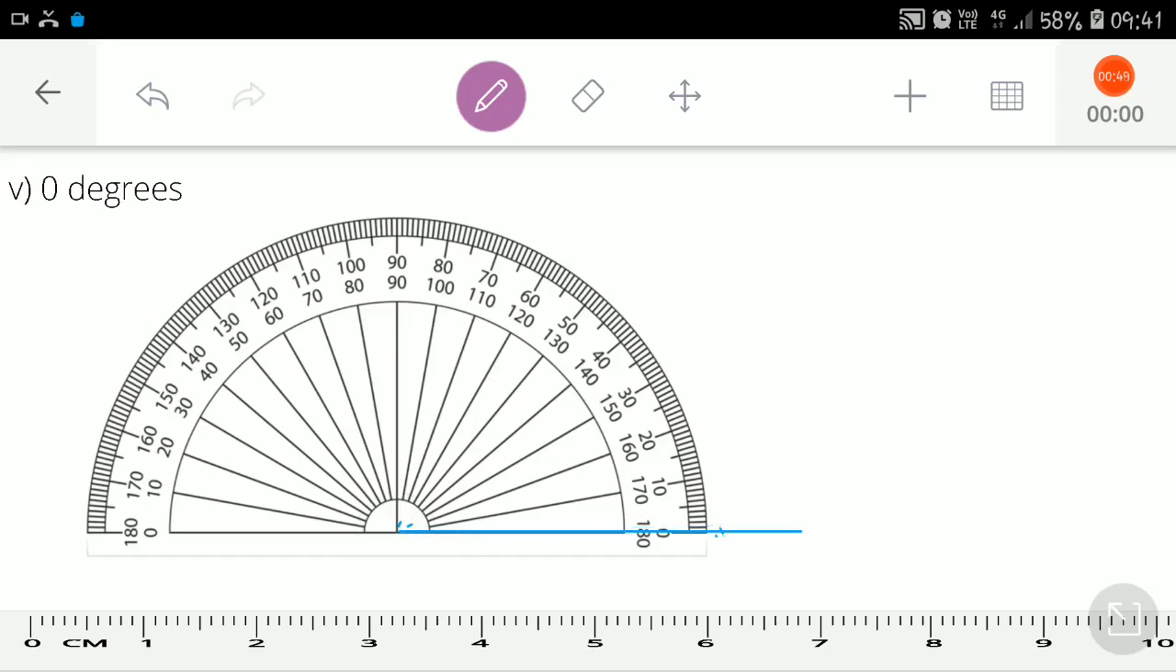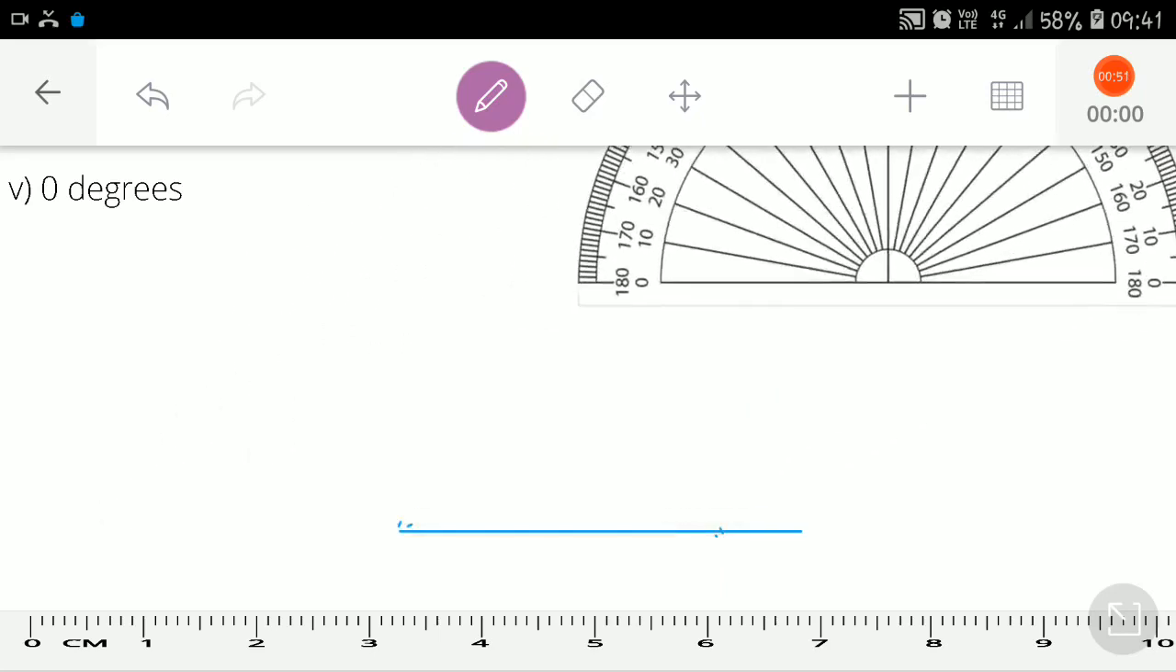Now keep the dot on top of the line. Then you can move the protractor, and since a line is already there, no need to draw another line. So you can mark this as 0 degrees. Clear, children?